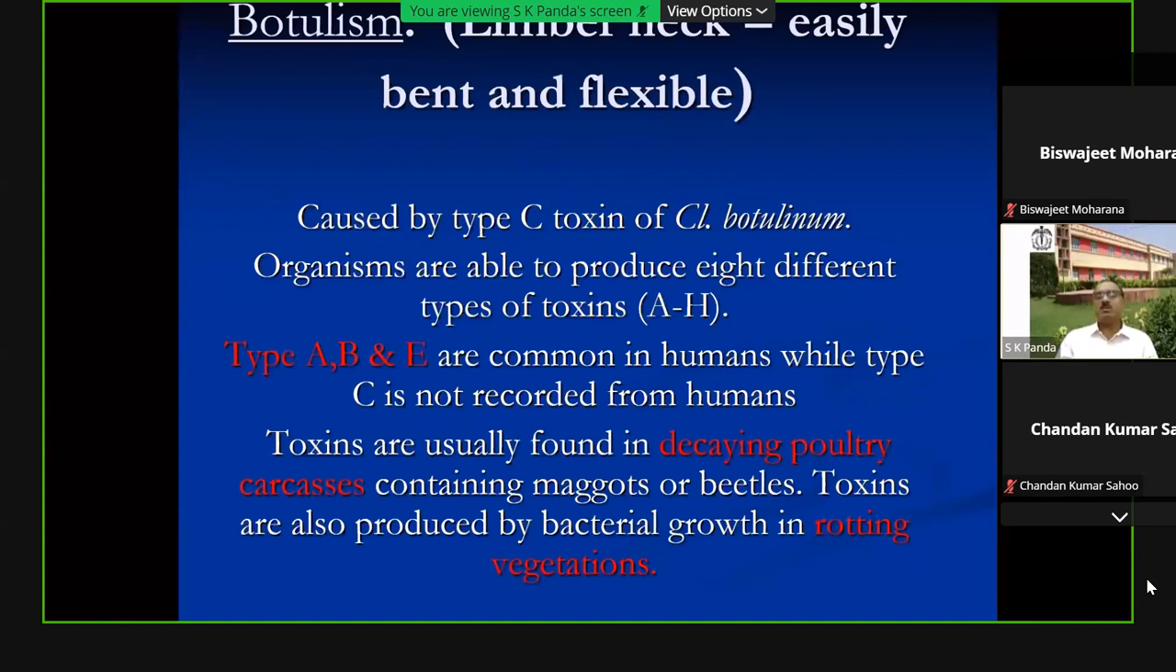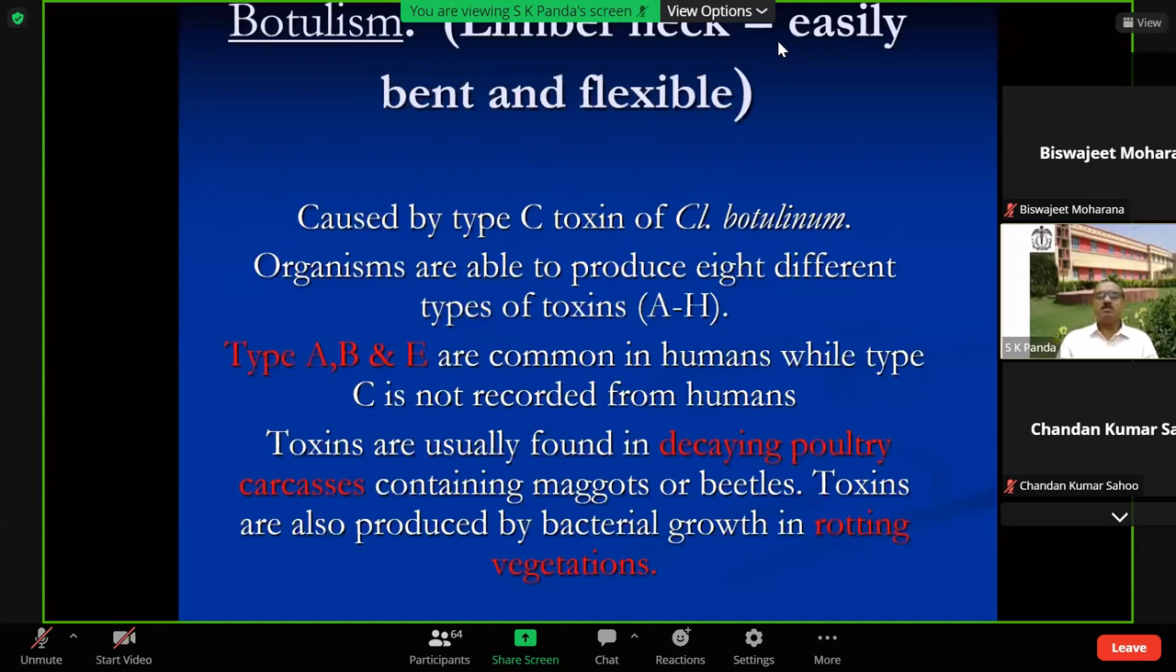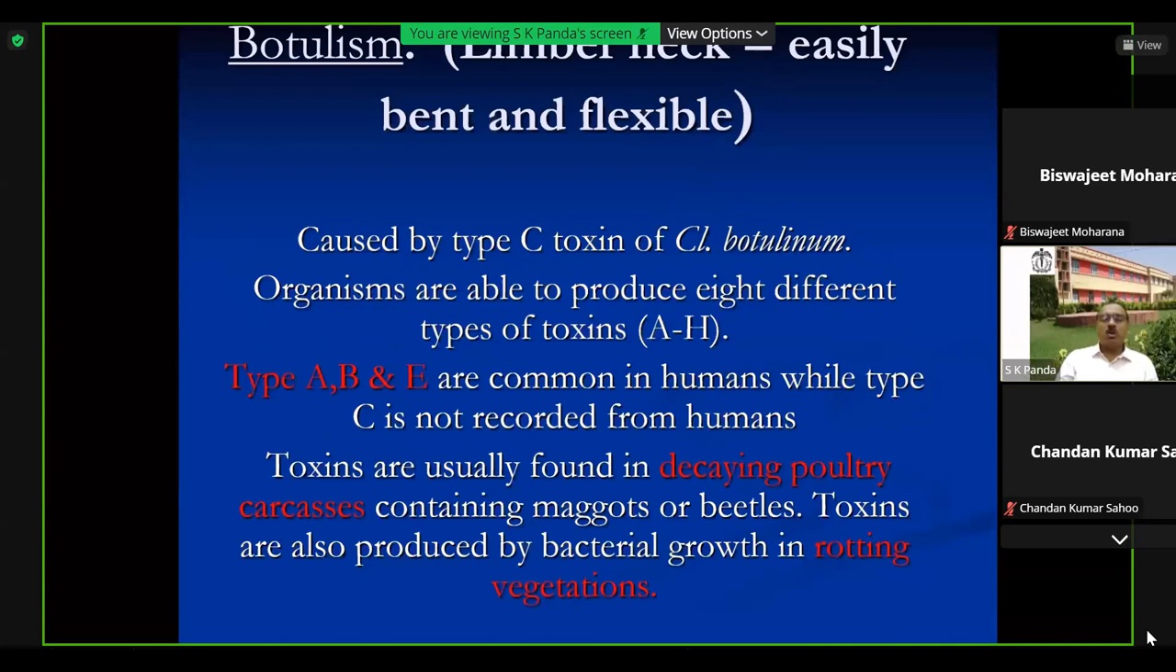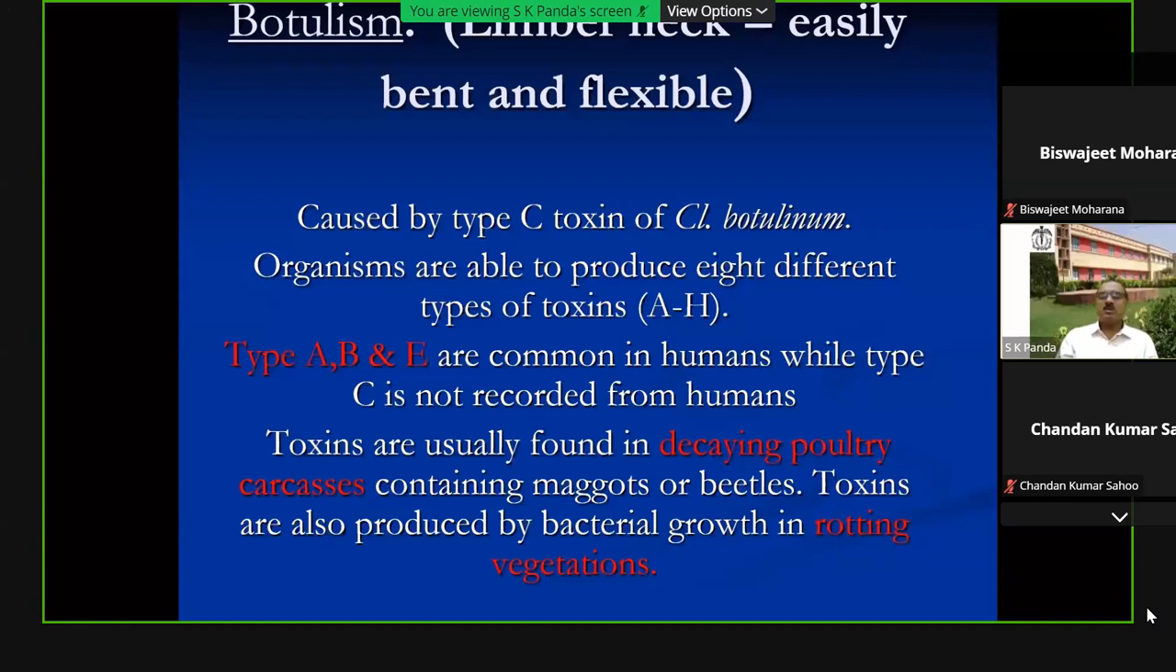We have seen many times, lots of birds, usually the flying birds, come for postmortem after rescue. With all these clinical features, history and postmortem findings of limber neck, they are able to produce 8 different types of toxins. Types A, B, E are common in humans.